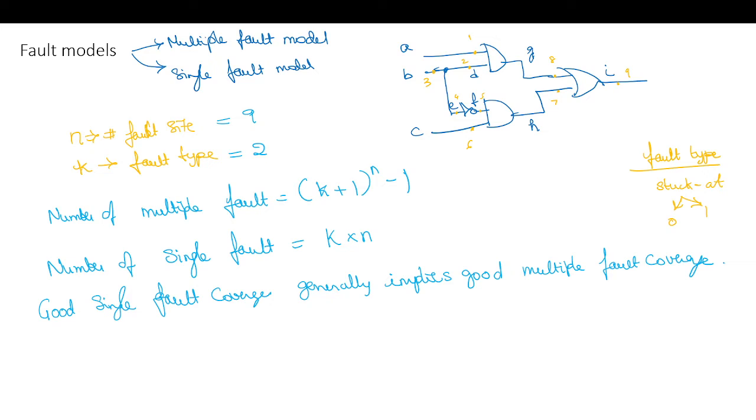How to find the fault type? With this assumption, after this we will assume that we are going to have a single fault model. We will perform the analysis on this circuit and see whether we get a good coverage for the single fault model. So it will imply that it is going to give a good coverage for the multiple fault model also.